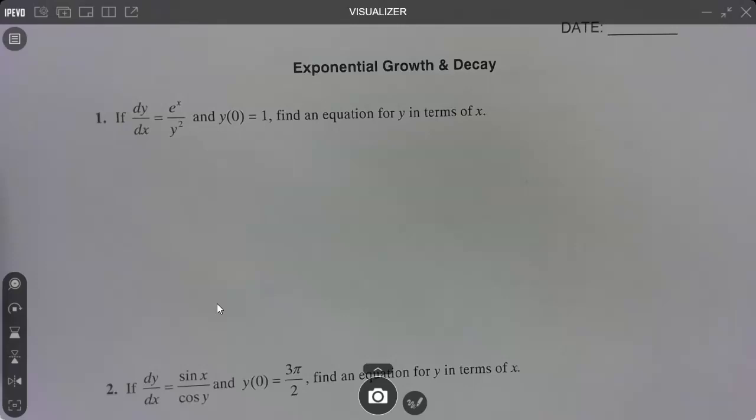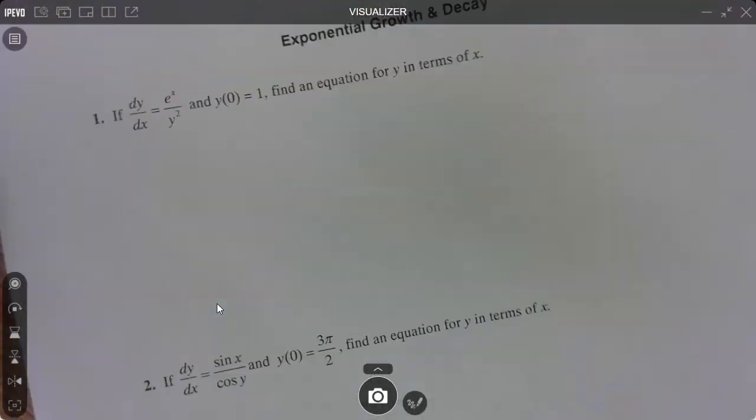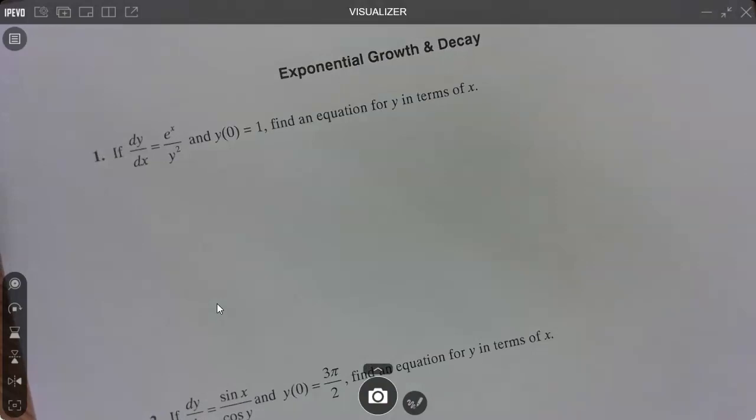So again, just going back through, reiterating, hitting up more exponential growth and decay. I just want to do a couple more of each related rate and growth and decay problems with you today, and then we'll continue reviewing. So in number 1, it says dy/dx equals e to the x over y squared.